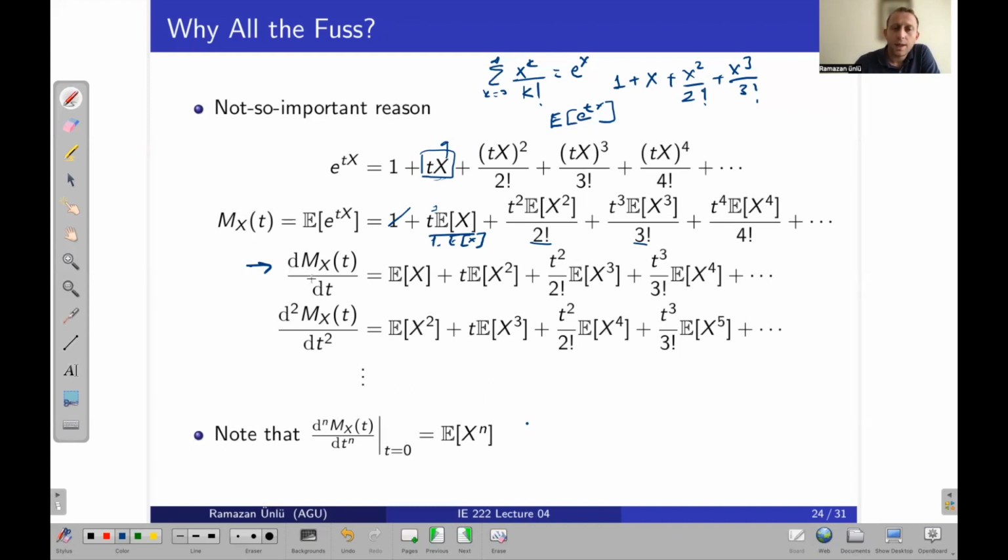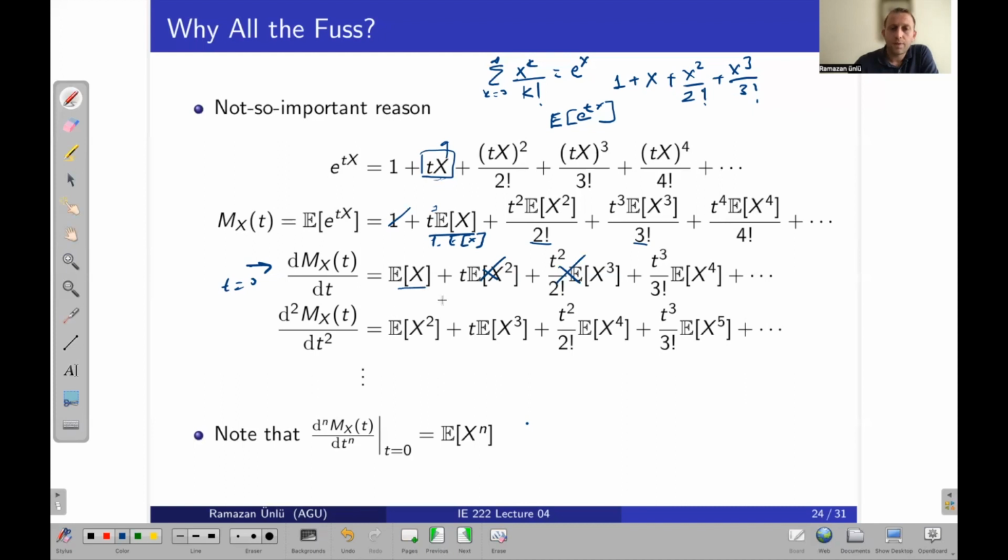And let's evaluate this derivative at t equal to 0. Every term with a coefficient of t will be 0. So I will be left with the expected value of x, right? So the first derivative of the moment generating function evaluated at t equal to 0 will give us the first moment, the expected value of x, okay?